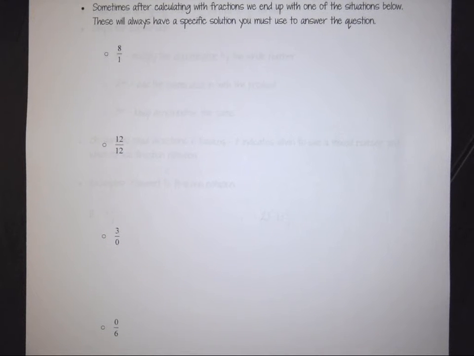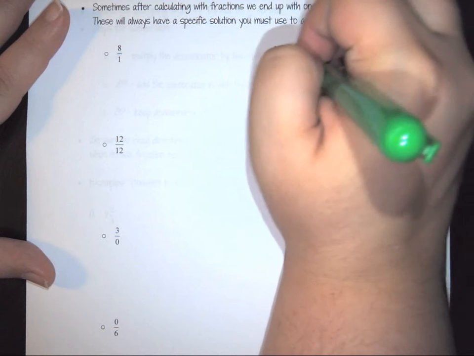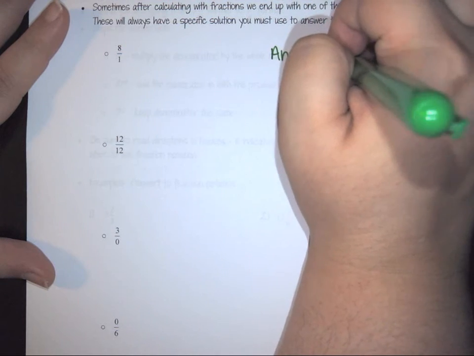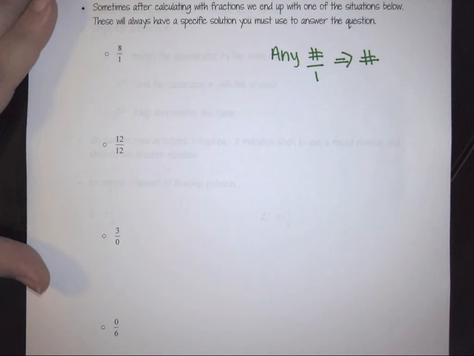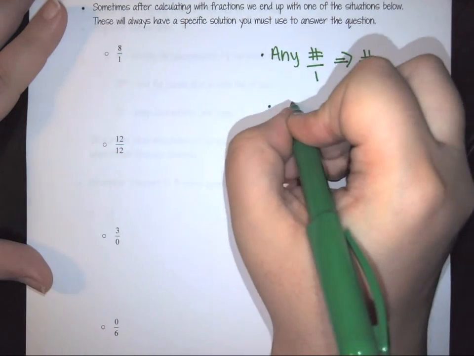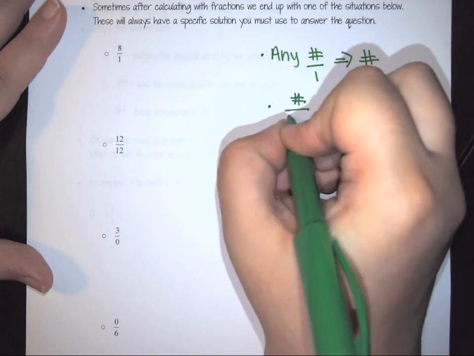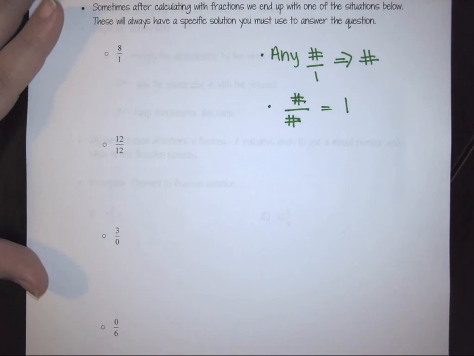Now, one of the things that we have to remember is that any number over 1 equals that number. Okay? Now the other thing that we have to remember, so that's the first thing. The second thing we have to remember is that any number over itself gives you 1 as a result.